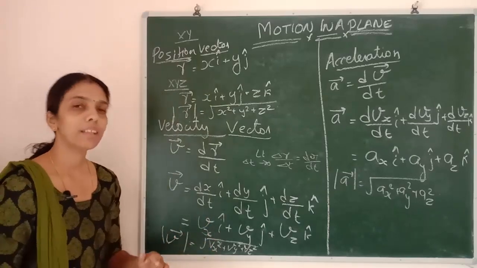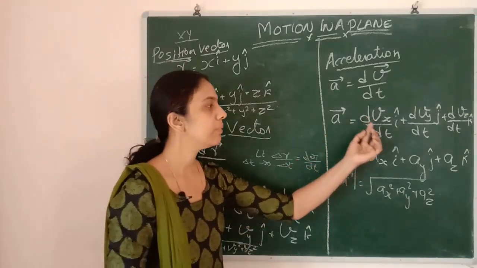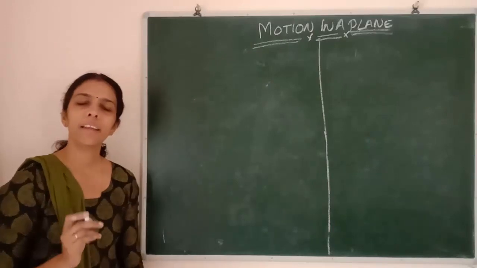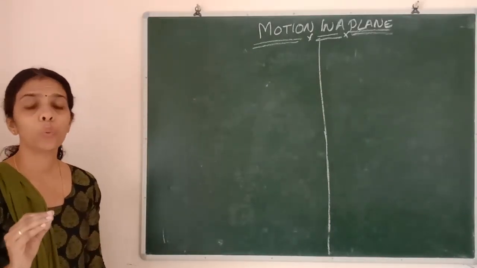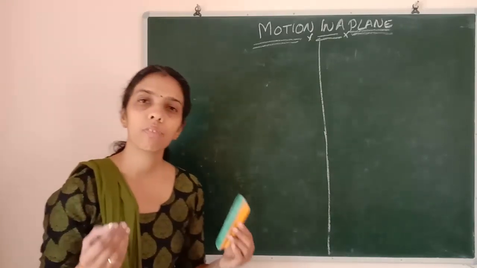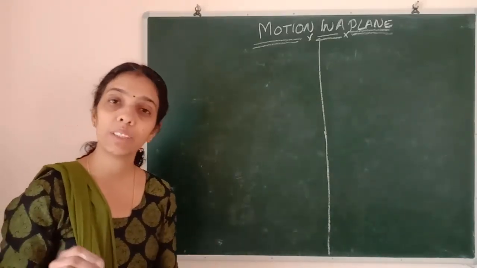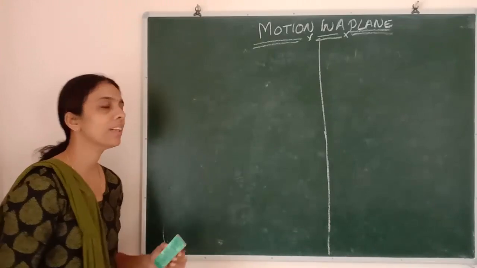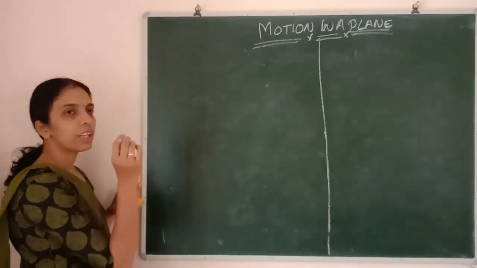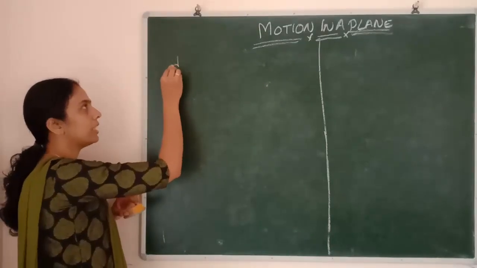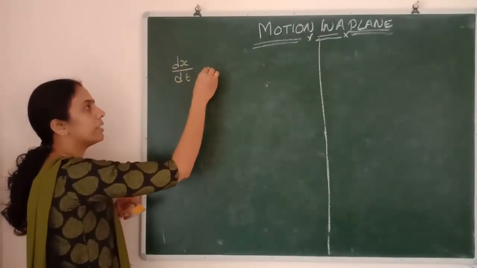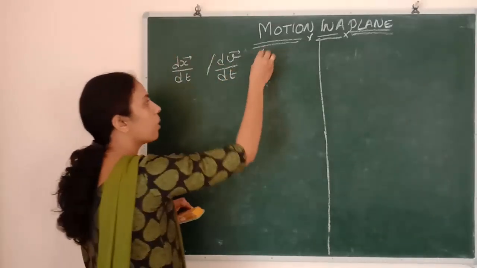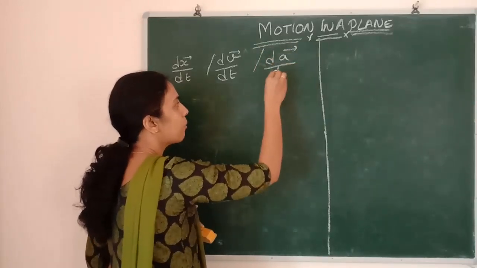Okay, clear for you? Now I'll tell you how to find out this dvx by dt or dx by dt, and all those things, how we are going to find them. So for that, the change in position with respect to time, dx by dt, or dv by dt, or dA by dt. What is that?